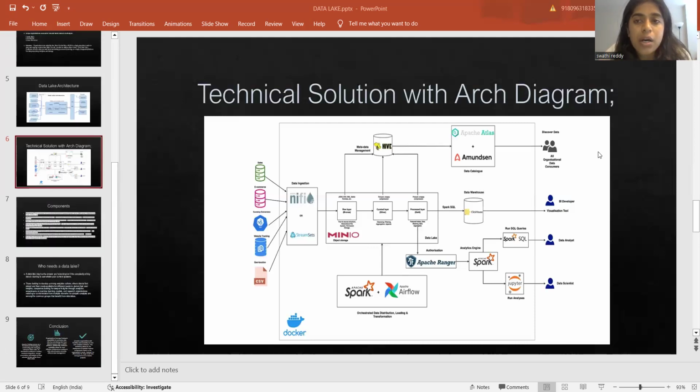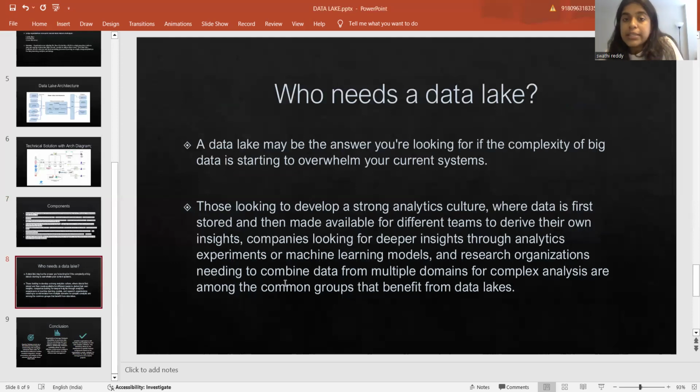Now, let's go to the next slide. Who needs a data lake basically? Large organizations like Netflix, Instagram, or any big companies, even the banking sector or health and medical insurance companies that have a lot of incoming data on an everyday basis should be enrolled into this. Those looking to develop a strong analytical culture, where data is first stored and then made available for different teams to derive their own insights, will find a data lake very helpful.